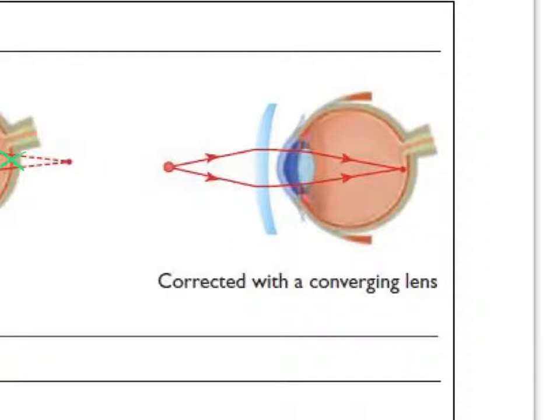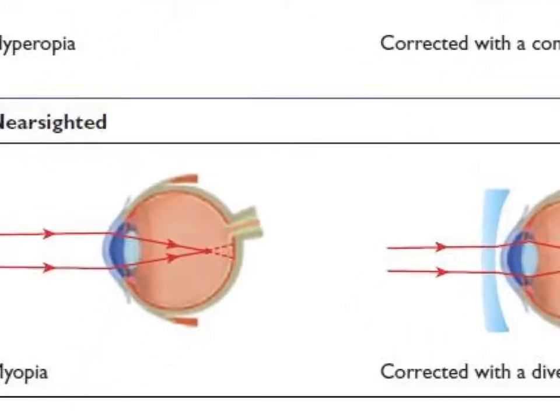What do you think happens with nearsightedness? Yeah. And so what do we do to correct that? The opposite. Okay, that's all it is. So if you can remember how one of these works, you'll remember the other.